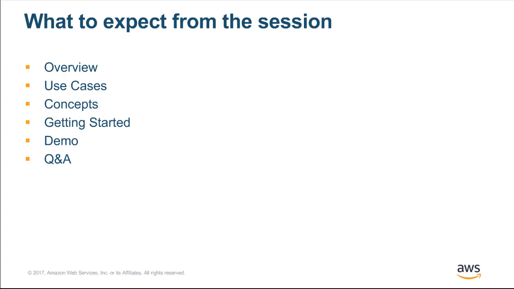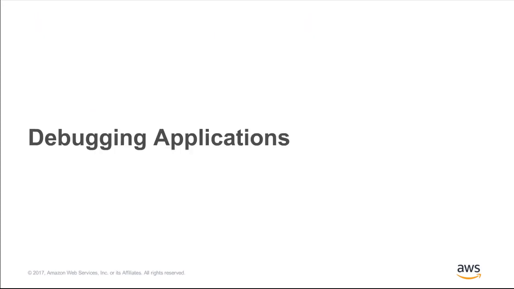So in reviewing what you should expect from the session, we'll talk about an overview of AWS X-Ray: what the service does, why you should be using it, and why we built the service. We'll look at the use cases in terms of what you can achieve using the service. We'll quickly cover the concepts just so that you have the terminology available, and then you can do Google searches and things like that, for example, if you want to learn more. We'll talk about how you get started using the service. We'll do a demo to show you what the service is capable of. And finally, we'll take a few questions towards the end. So let's dive right in.